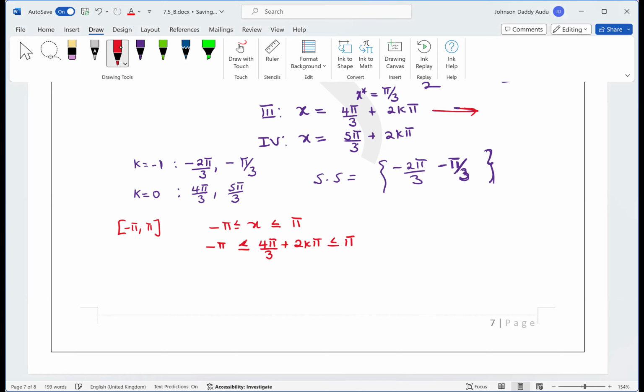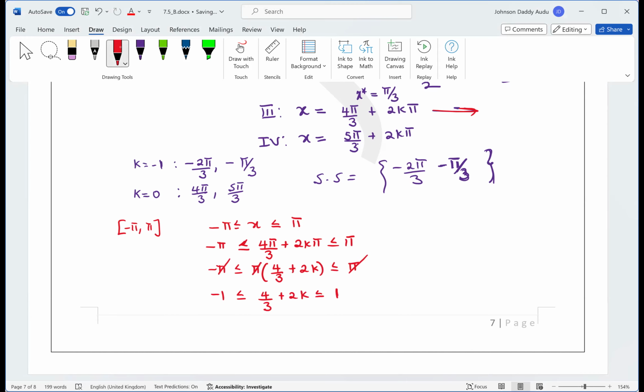So once we have this, we can try to see what will be the possible value for k. One way we can do that is to multiply. You can see this, because there is pi everywhere. So remember this, you can write this as this one. You can take pi as common factor. So you have 4 over 3 plus 2k and less than or equal to pi. So all this pi can cancel. So you have minus 1 is less than 4 over 3 plus 2k is less than or equal to 1.